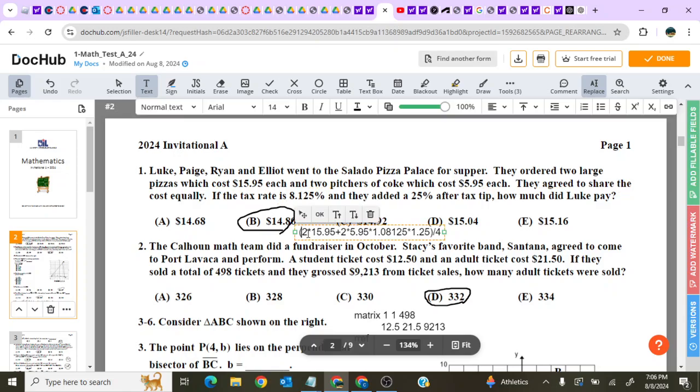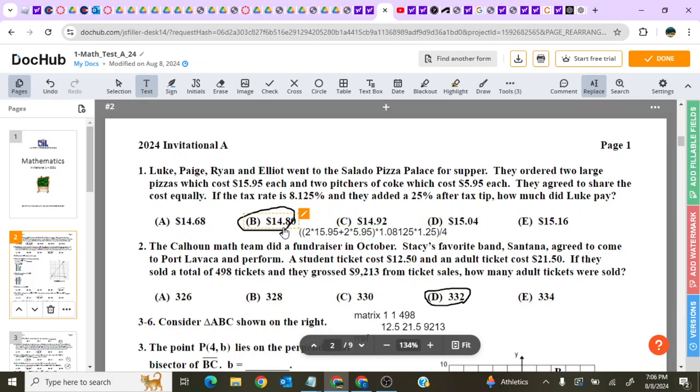First off, we got to calculate how much they spent. This needs another parentheses to make sense, but essentially, you bought two pizzas, two Cokes, and it's multiplied by the tax rate, one plus the tax rate basically to keep the original value. The 1.08125, and then 1.25 for the after-tax tip. Once again, keeping the original value and adding on 25%. And then you divide by 4 because they share the cost equally and there are 4 people, and you get 14.86, or 80 actually.